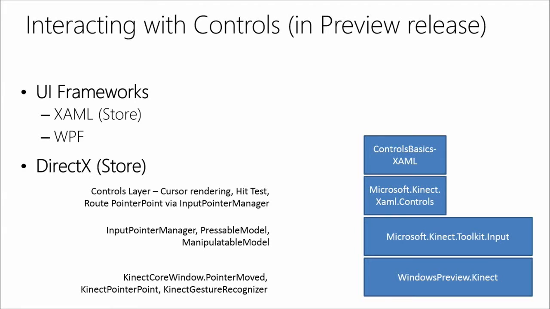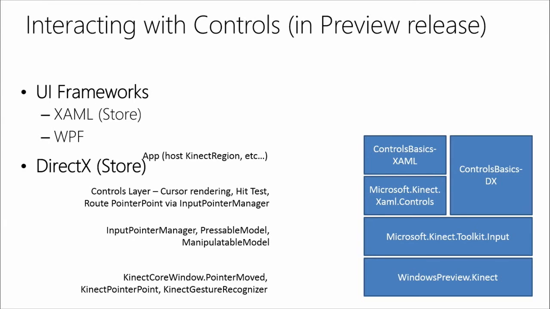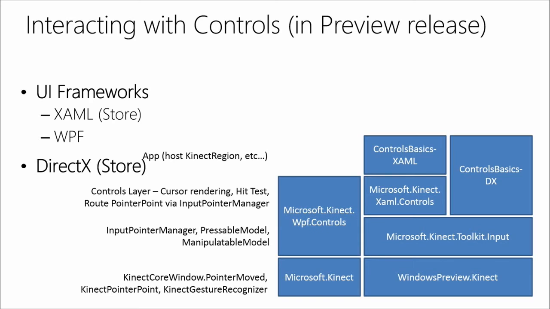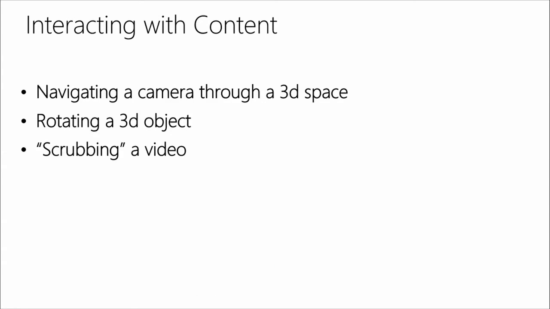But really, all you need to know is those top couple lines of code to drop it into Controls Basics, like Controls Basics XAML does. Now, the app just hosts Kinect Region. Controls Basics DX, go take a look at the source code there. If you're interested in some of those lower levels, you'll be able to see it working without a UI framework, of course. And then in the WPF example, we have a WPF controls framework as well that has Kinect Region and Kinect User Viewer. So take a look there.